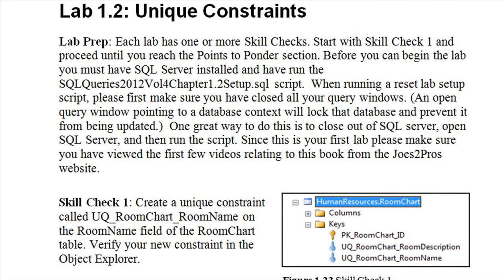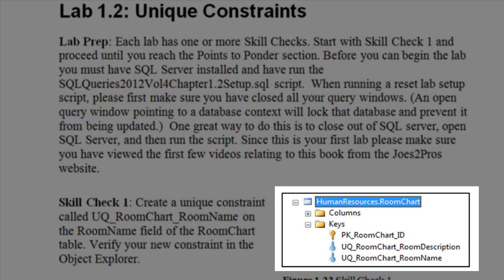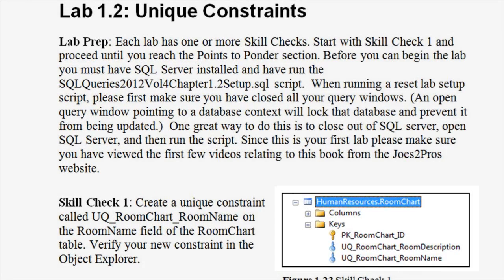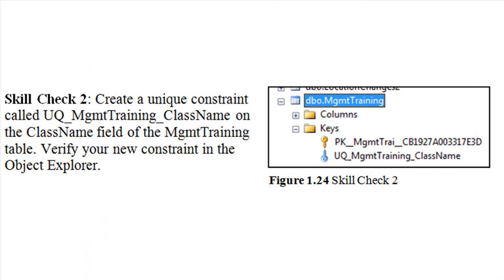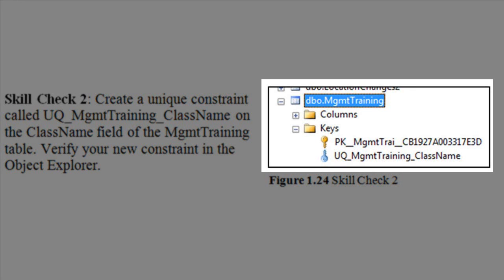Lab 1.2, Skill Check 1. Create a unique constraint called UQ room chart room name on the room name field of the room chart table. Verify your new constraint is present in your Object Explorer. Skill check 2. Create a unique constraint called UQ_management_training_class_name on the class name field of the management training table. Verify your new constraint is present in Object Explorer.